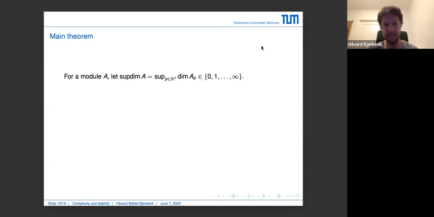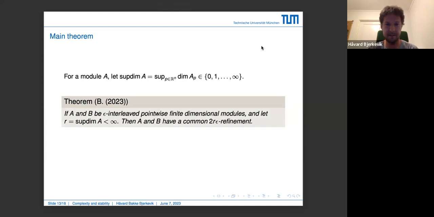So first we need a definition. The supdim of A is, if it's finite, just the maximal dimension of A, and we're only interested in this finite case. So this stability theorem says that if we have two modules A and B that are epsilon interleaved and pointwise finite dimensional, and we let R be the supdim of A, so the maximal dimension of A, then A and B have a common 2R epsilon refinement. That's exactly the kind of stability theorem we wanted. We have an epsilon interleaving, and it gives us a 2R epsilon refinement, or approximate 2R epsilon matching, if you want.